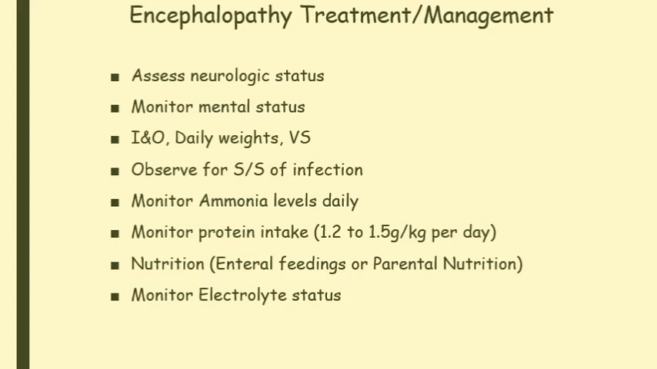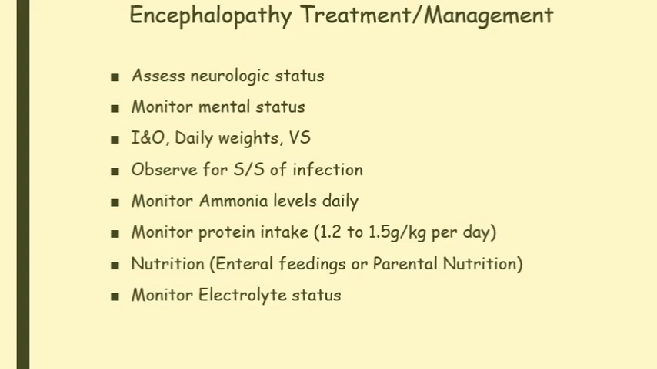What are you going to do, nurse? You are going to assess this patient's neurological status. You are going to assess for awake, alert, oriented to person, place, and time. You're going to assess their Glasgow Coma Scale. You are going to monitor their mental status, make sure they're making sense. Are they repeating themselves? You're going to assess this patient's I&O, their daily weights, their vital signs. This patient is a liver patient. You're going to observe for signs and symptoms of infection. This is a liver patient. We're going to monitor our ammonia levels daily.